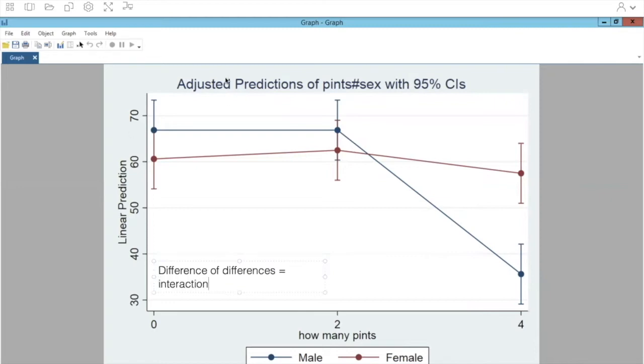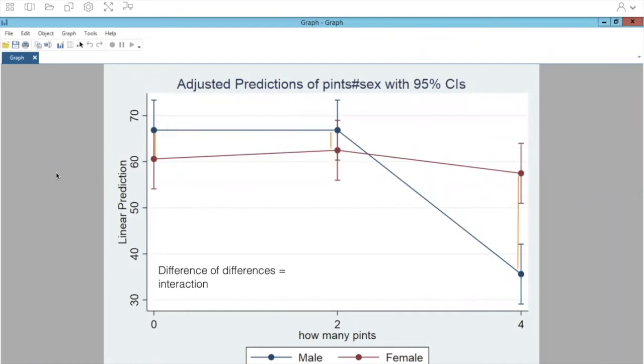That essentially means when you're visualizing the plot, is the difference here different from the difference here? So is the difference in attractiveness ratings between men and women different at 0 pints compared to 2 pints compared to 4 pints? What we're seeing here is that the difference between 0 and 2 really doesn't look that different. However, at 4, it's definitely more extreme. So we can see that the difference between males and females at 4 pints is different than the difference between males and females at 2 and 0 pints.